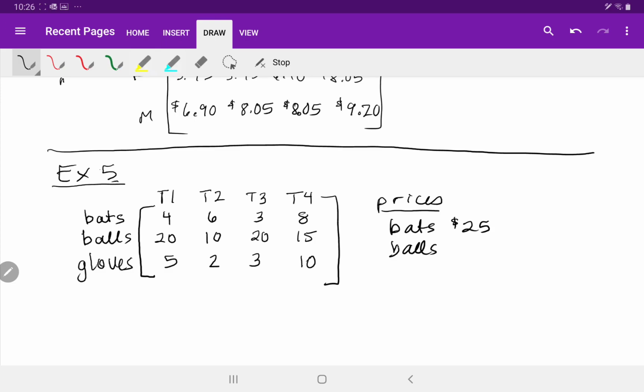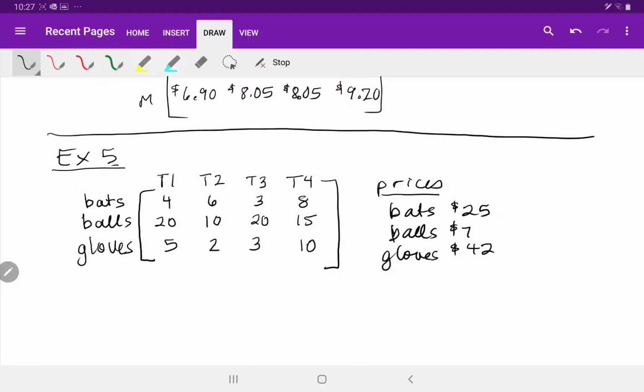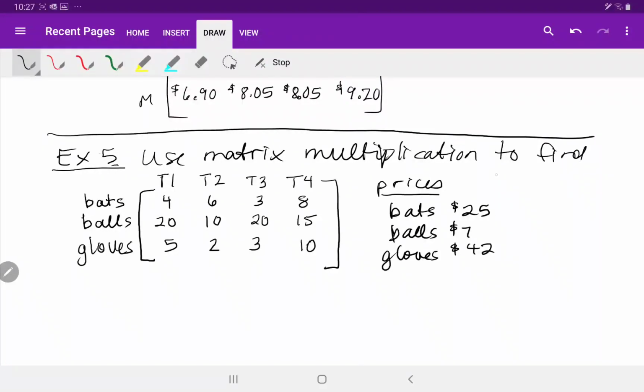Okay, balls. Let's see. Let's have the balls be, gosh, I don't know that either. We'll have them be $7. They're probably like some decimal, but it'll be easier if we just have them $7. And the gloves, I don't know, are gloves more than bats? $42. They're leather. Okay. So what I want to do is I want to use matrix multiplication to find the cost for each team.